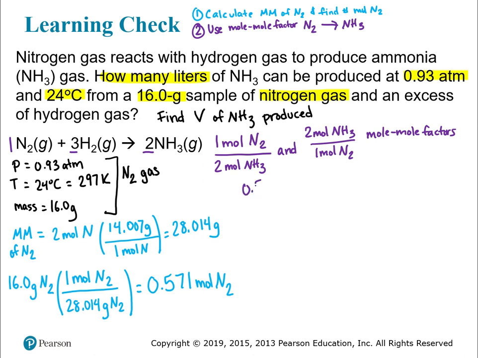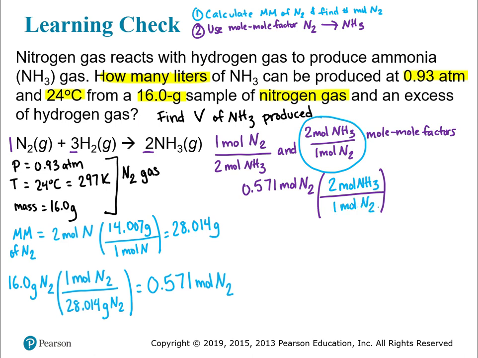So we take our number of moles that we calculated, and we choose the correct factor. We're trying to get rid of moles of nitrogen gas and end up with ammonia gas. When you do the math, you should get 1.14 moles of ammonia. Remember, our units cancel. We're left with ammonia. So that's the second part.